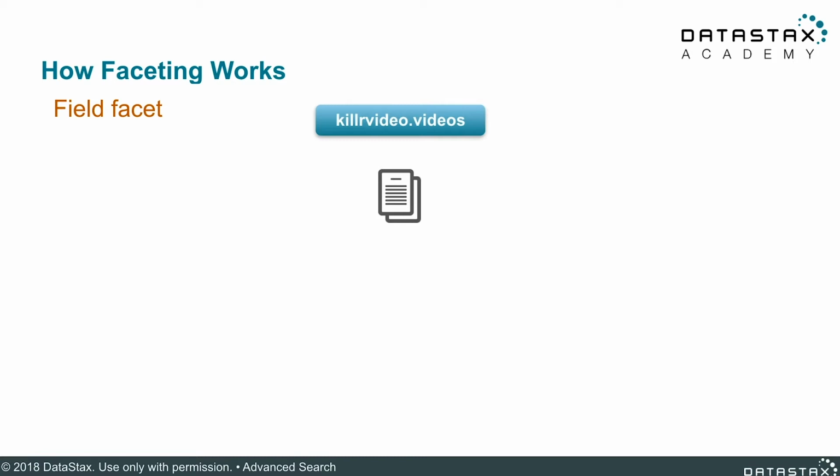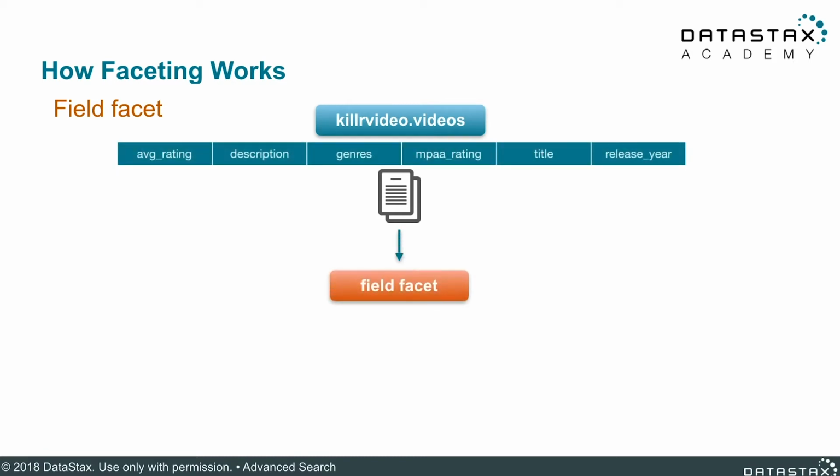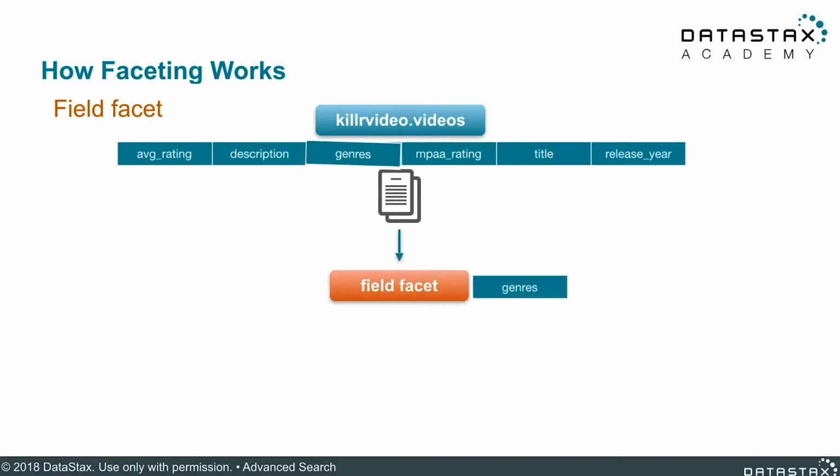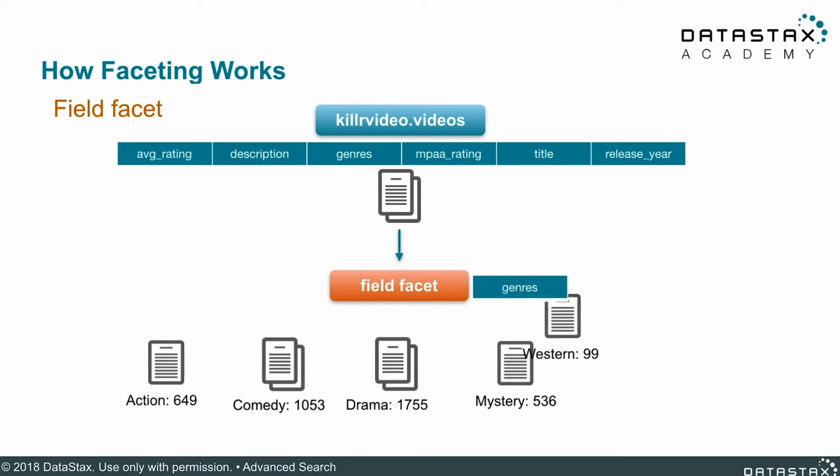The most common type of faceting is field faceting. Here's how it works. The specified search query is executed against the Killer Video search index, but since faceting was requested, DSE Search doesn't return the video records themselves. Instead, it calculates facets based on the video records. Genres is the field by which we want to group, and the results are organized into groups based on the values they have for the genres field.